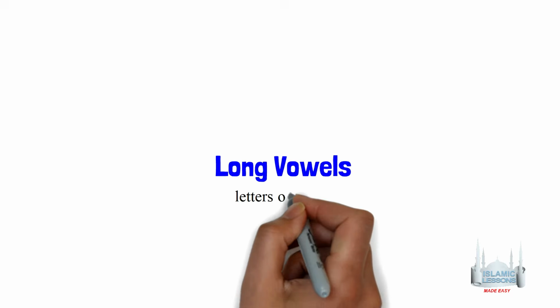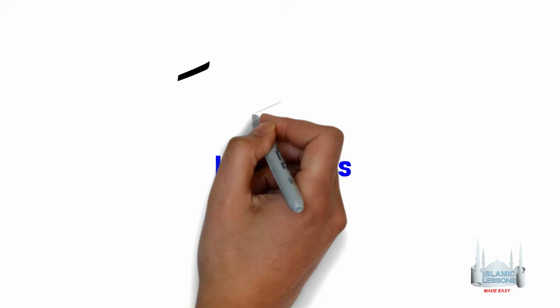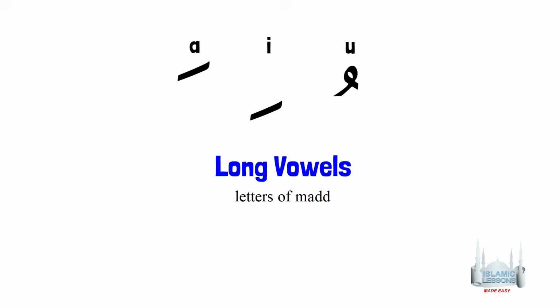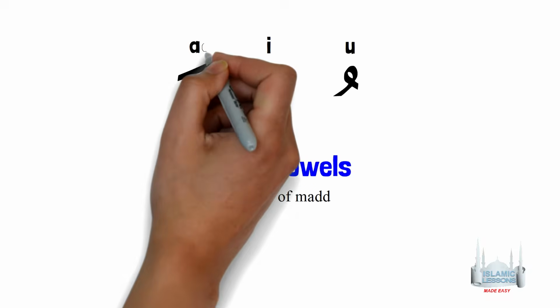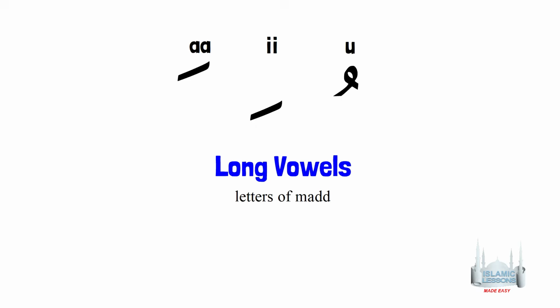Apart from the short vowels, we also have long vowels, which lengthen the short vowel. They are known as letters of mad in Arabic. So instead of a, i, u, a will become aa, i will become ii, and u will become uu. These three letters are the long vowels, the letters of mad. We mentioned them briefly in previous lessons. These three long vowels stretch the short vowel on the letter before it, if the right conditions are present.